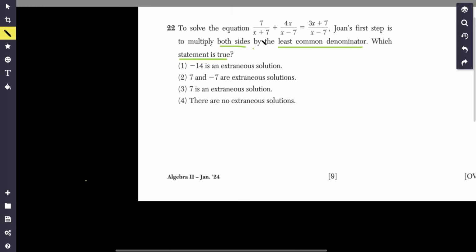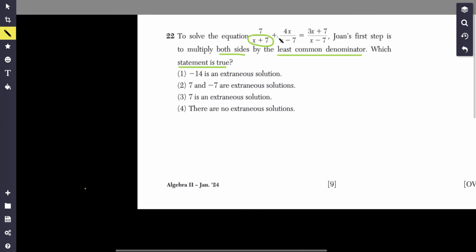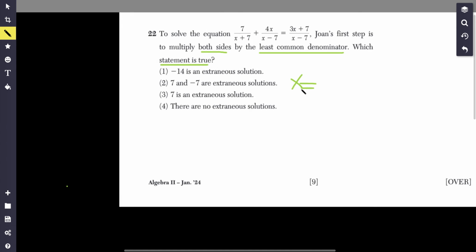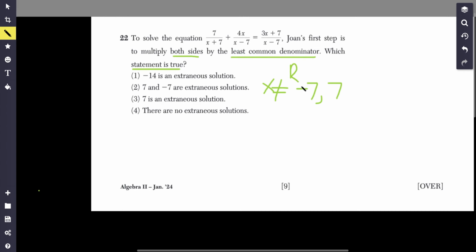Immediately, some people will notice that x is in the denominator, and we know that the denominator of this equation can't be 0. So x actually cannot be equal to negative 7, and it can't be equal to 7, because if you plug negative 7 into this denominator, it's going to make it 0. If you plug in 7 into this denominator, it's going to make it 0. So x can't be equal to these two values. These are known as restrictions. Restrictions are basically the values that x can't be equal to.